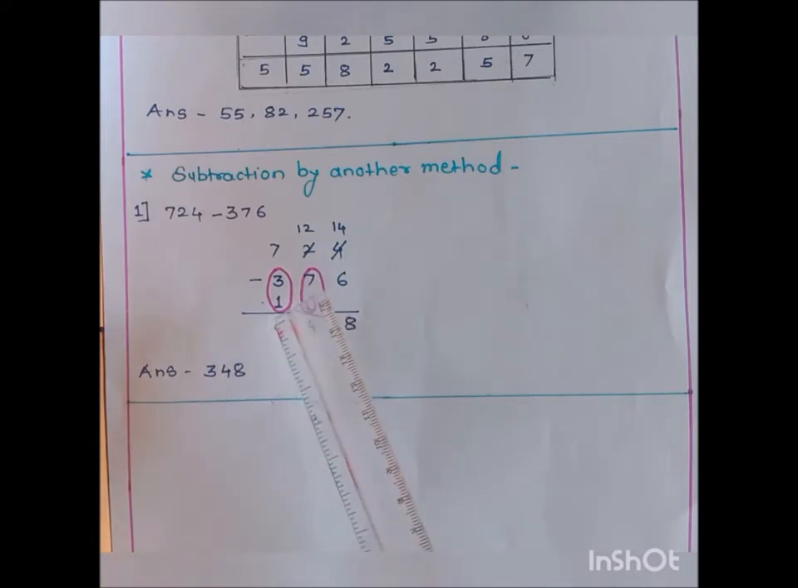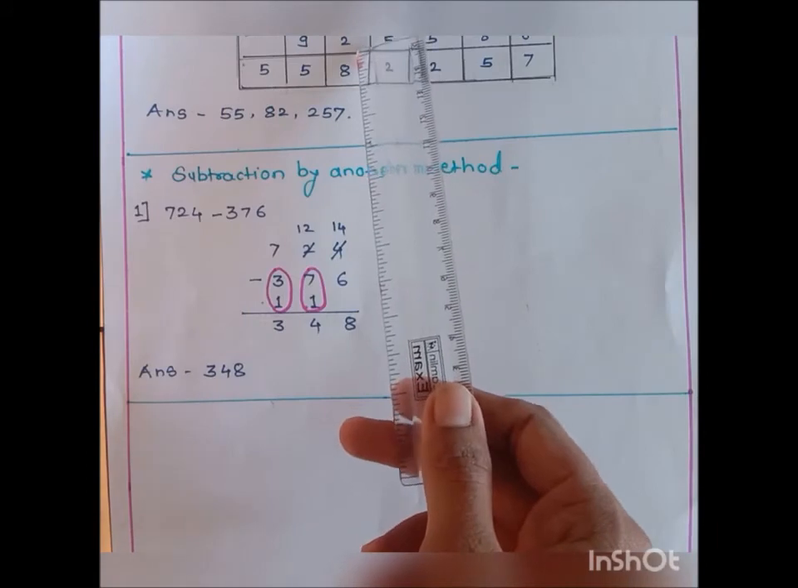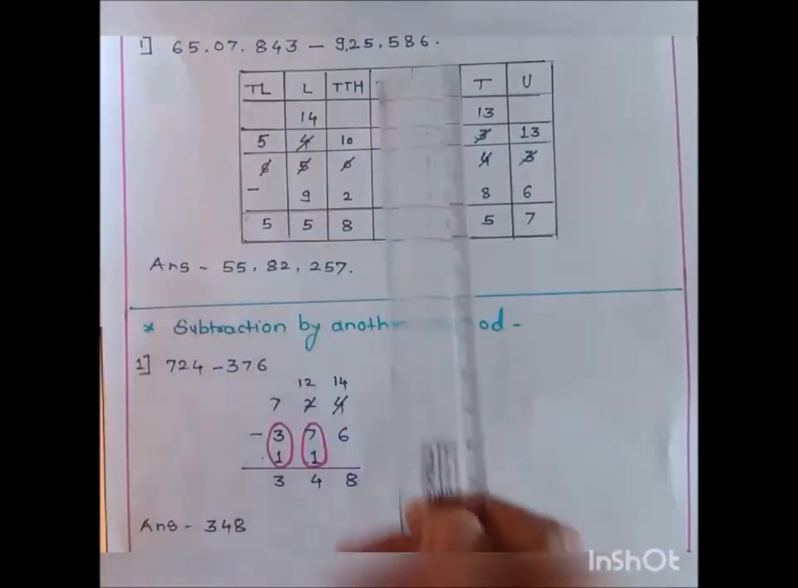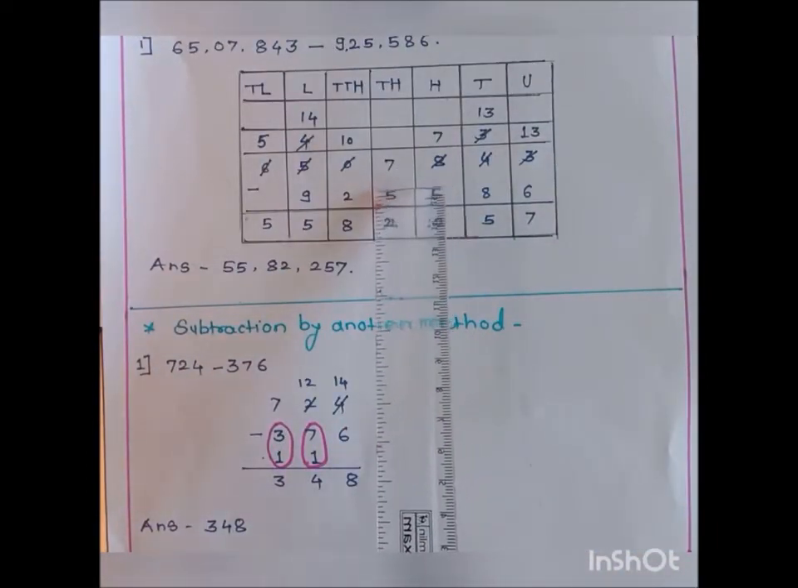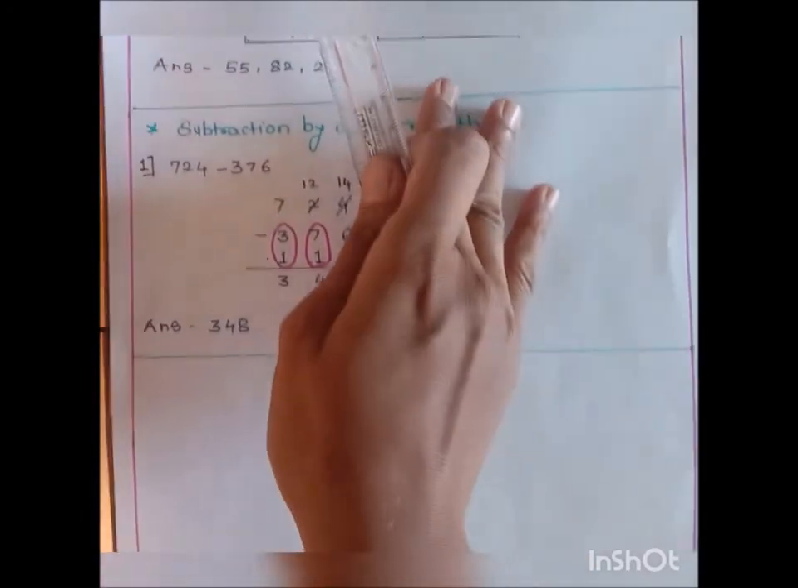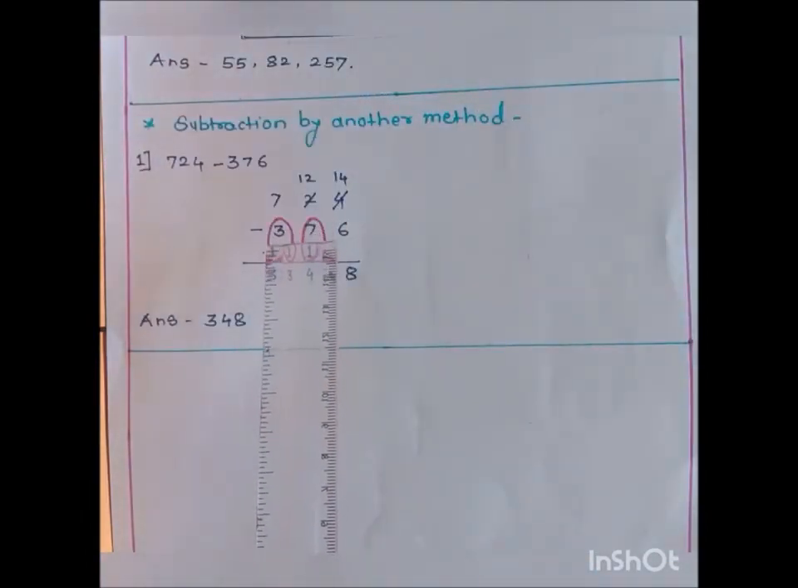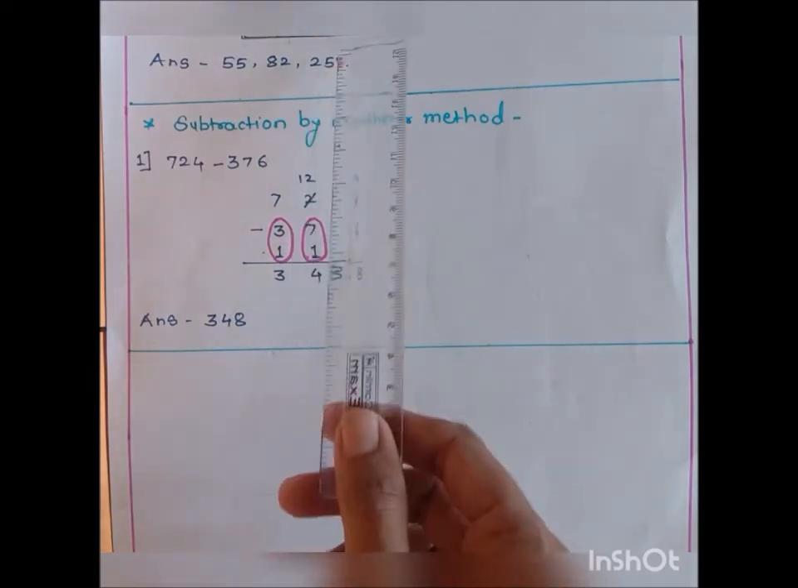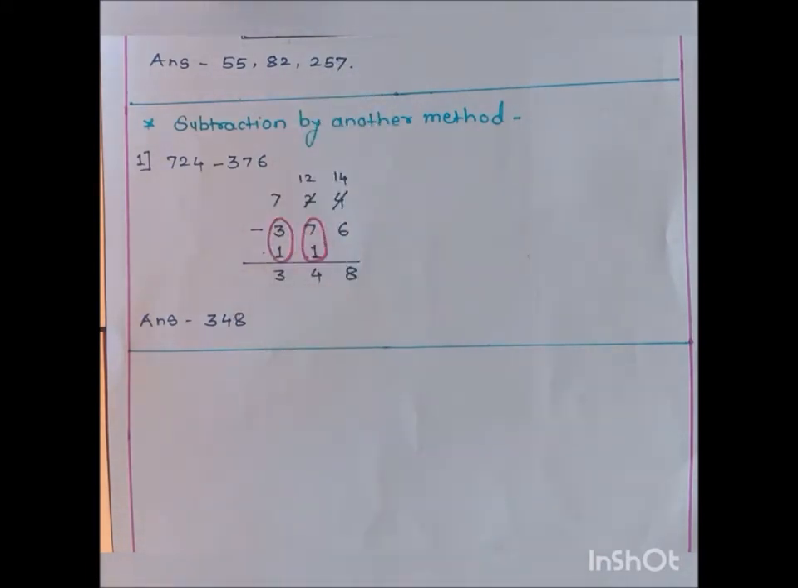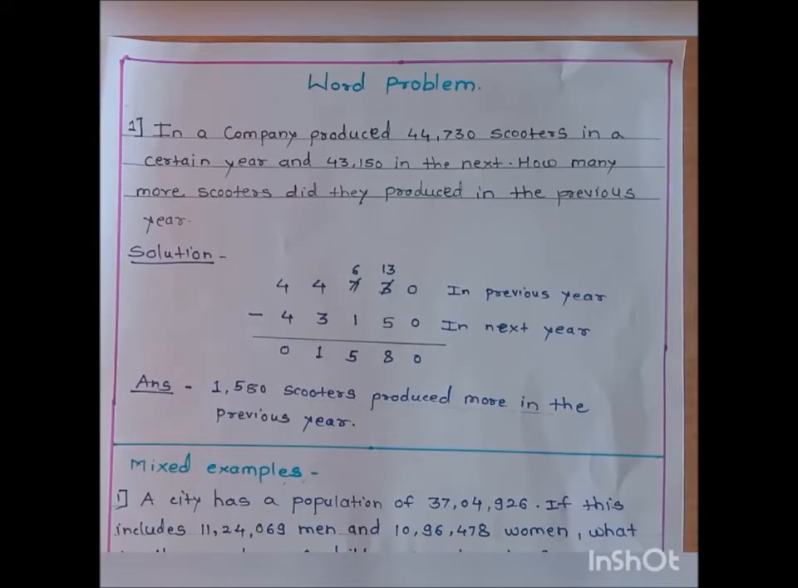Students, in this method we are borrowing. See, in this method we are borrowing, and here we are adding 1 to both the places. This is the difference between the two methods. Next point is word problems.